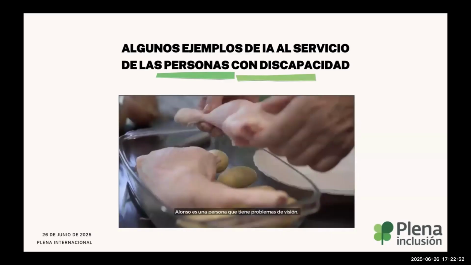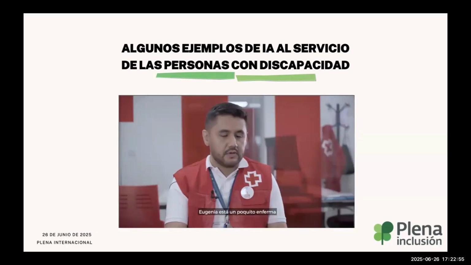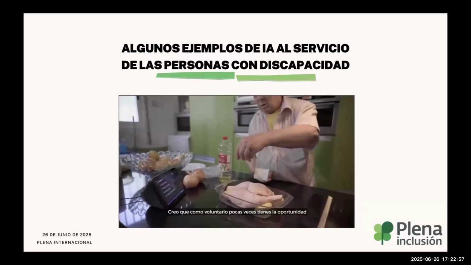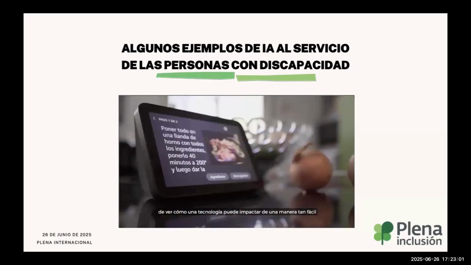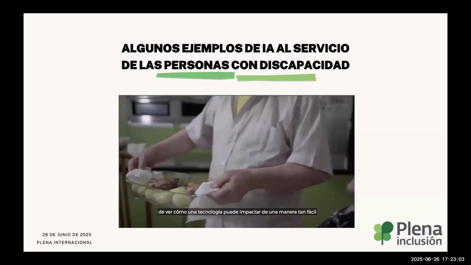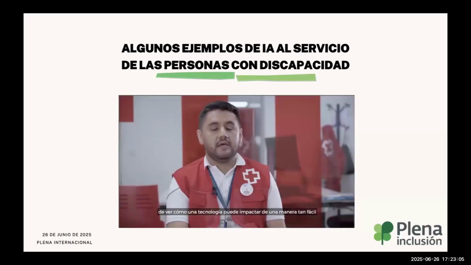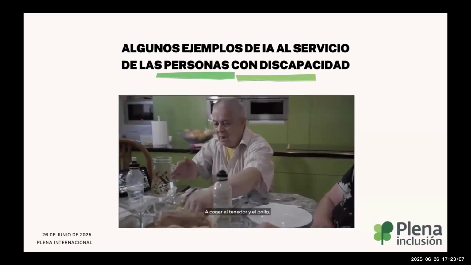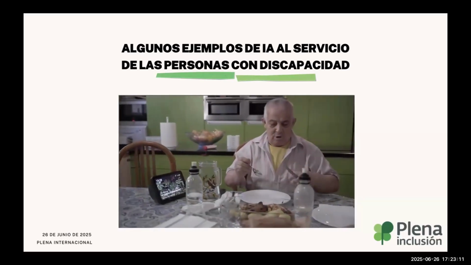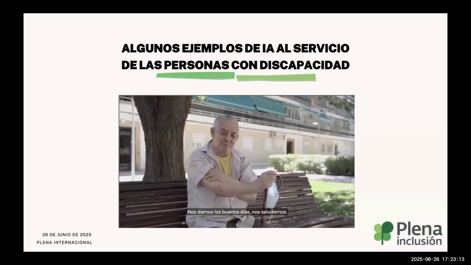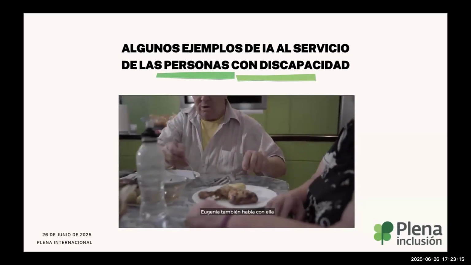In the case of Eugenia and Alonso, it was great. Alonso has some vision problem. Eugenia is a little bit sick. So as a volunteer, you can see how a technology can have an impact in such an easy way, an impact on people's life. I'm gonna pick the fork to eat the chicken.